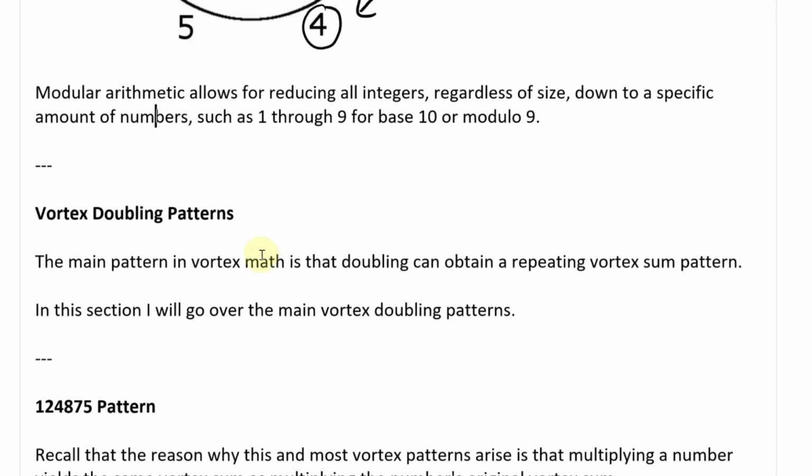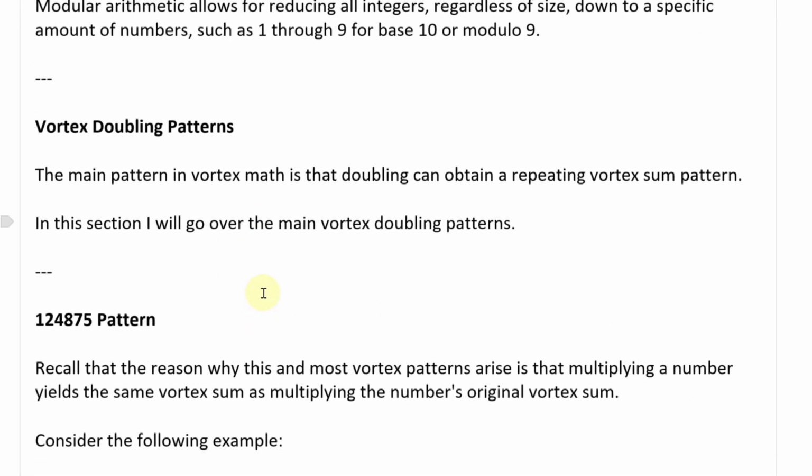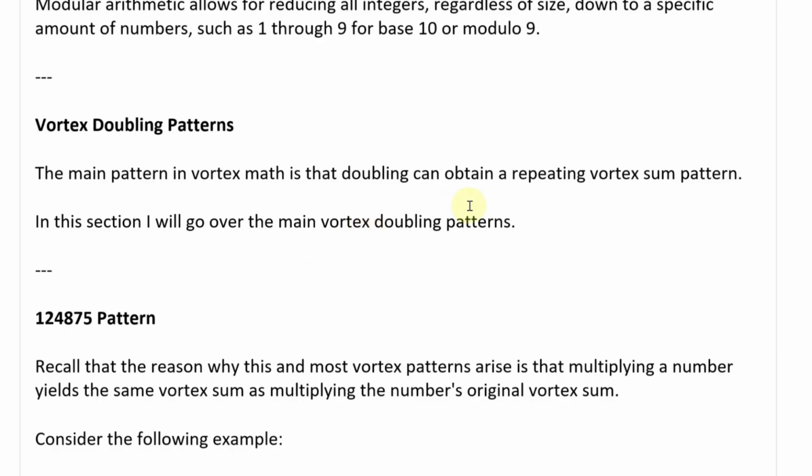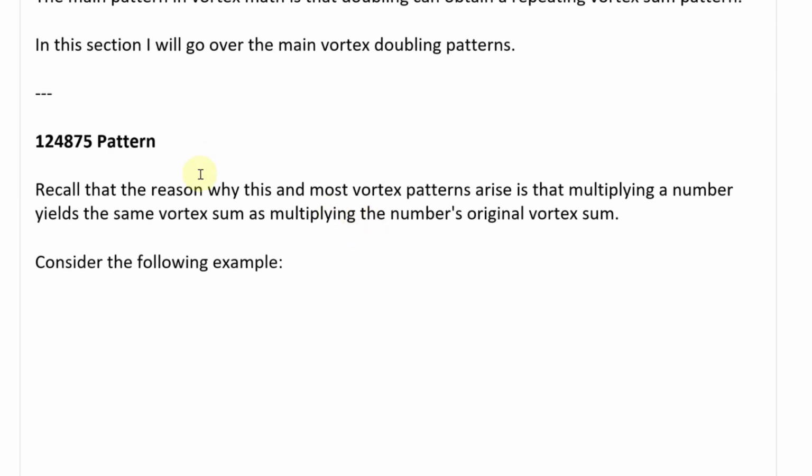Let's take a look at vortex doubling patterns. The main pattern in vortex math is that doubling can obtain a repeating vortex sum pattern. In this section, I'll go over the main vortex doubling patterns. So let's look at the main one right here. The first one is the 1, 2, 4, 8, 7, 5 pattern.